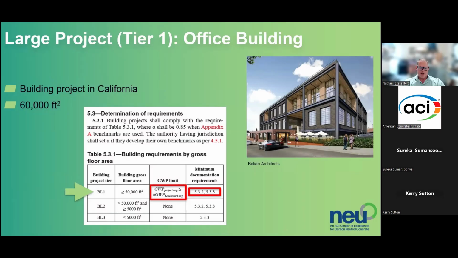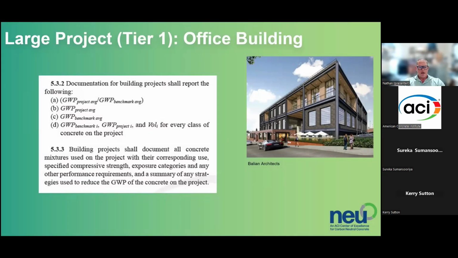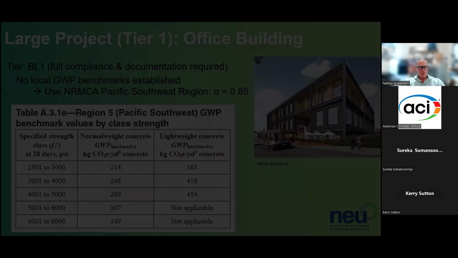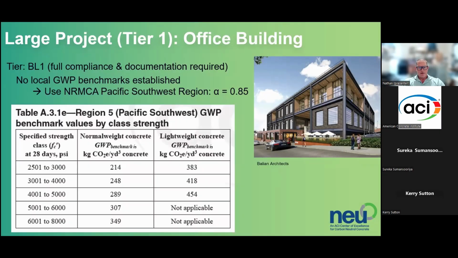We see that our GWP project average has to be less than or equal to our reduction coefficient, alpha, that we talked about earlier, times the GWP benchmark average, and we have the same documentation requirements as we did on a Tier 2 project. So we're going to start off by looking at all that, just like before. We're going to look at the benchmark reports, again, in the appendix, information from NRMCA. That's going to be important for our calculations, just like it was in our previous example.